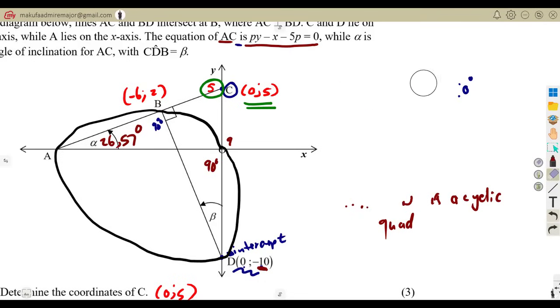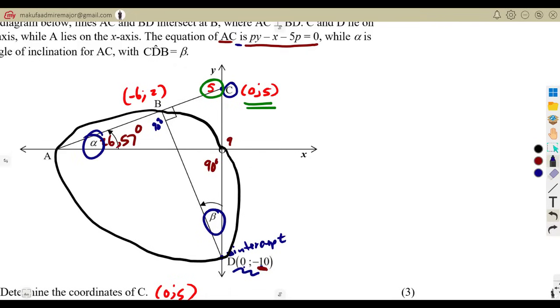All right, another way that we could have proved that it is a cyclic quadrilateral is to prove that if truly it's a cyclic quadrilateral, angle beta and angle alpha must be equal. So we must prove that beta and alpha are equal. How can we prove that beta and alpha are equal? All right. So let's find angle beta. We are given that alpha is 26.57. How can we find angle beta?